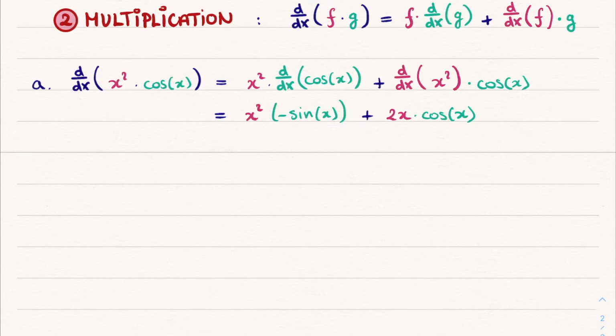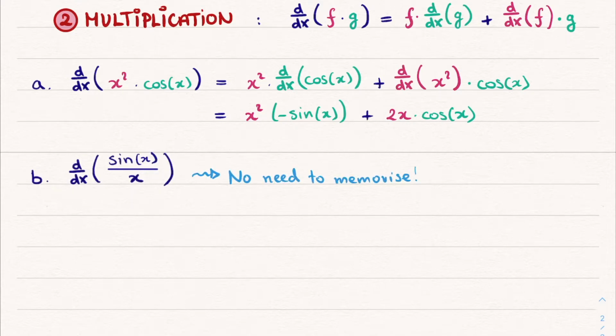Now this rule can also be used to calculate the derivative of a fraction, so no need to memorize that complicated formula. Simply write the fraction as a product and then apply the product rule. Let's take for instance the derivative of sine of x over x, a clear fraction. However, we can write it as a product of sine of x times 1 over x. One product, two functions, so let's apply our rule.